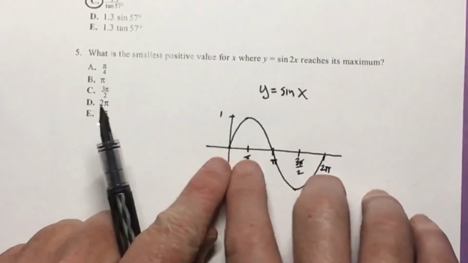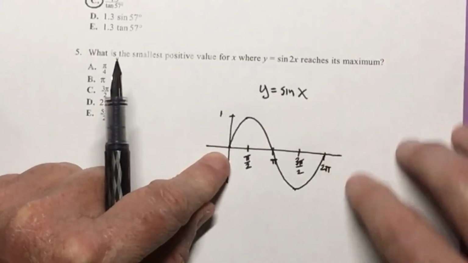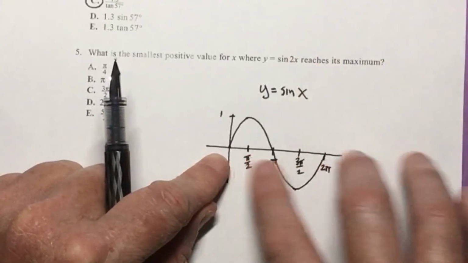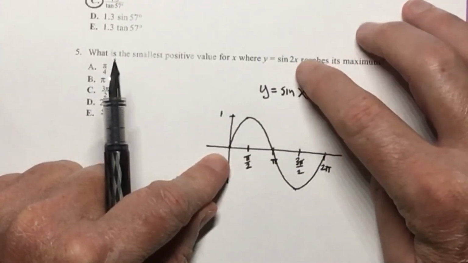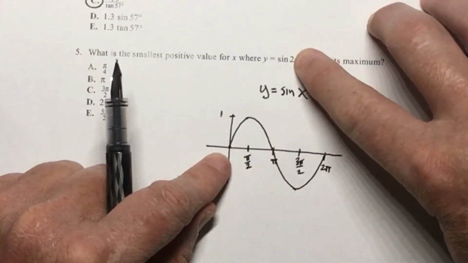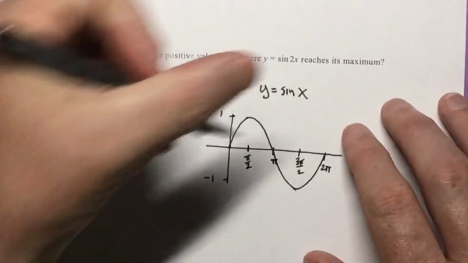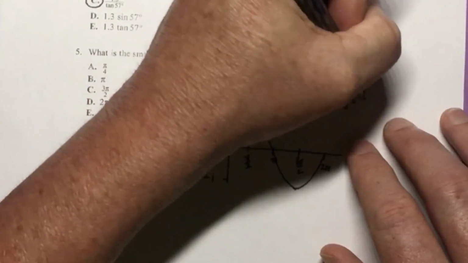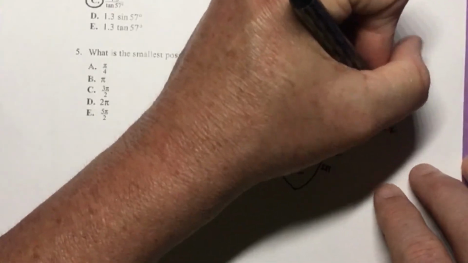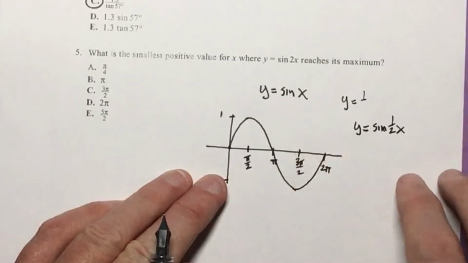The distance that it takes before it starts to repeat itself is called the period. And for sine, the period is 2 pi. When I put a coefficient on the x, it affects that period. If the coefficient is greater than 1, it reduces the period by that factor. If the value on x is less than 1, let's say y equals sine of 1/2 x, that's actually going to double my period. So instead of going from 0 to 2 pi, it's going from 0 to 4 pi.